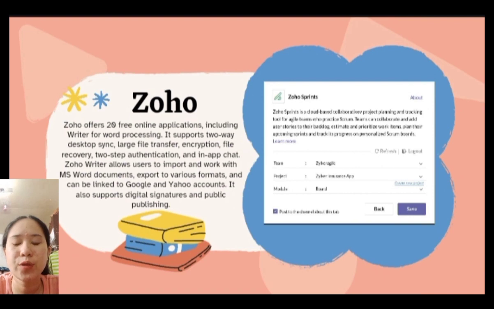So Zoho gives you 20 free online apps and one is called Writer. So it's great for writing docs. It syncs with your computer and lets you send big files securely and has a chat. So you can edit MS Word docs, save in different ways and link to Google and Yahoo. So it lets you sign docs digitally and share them with others.